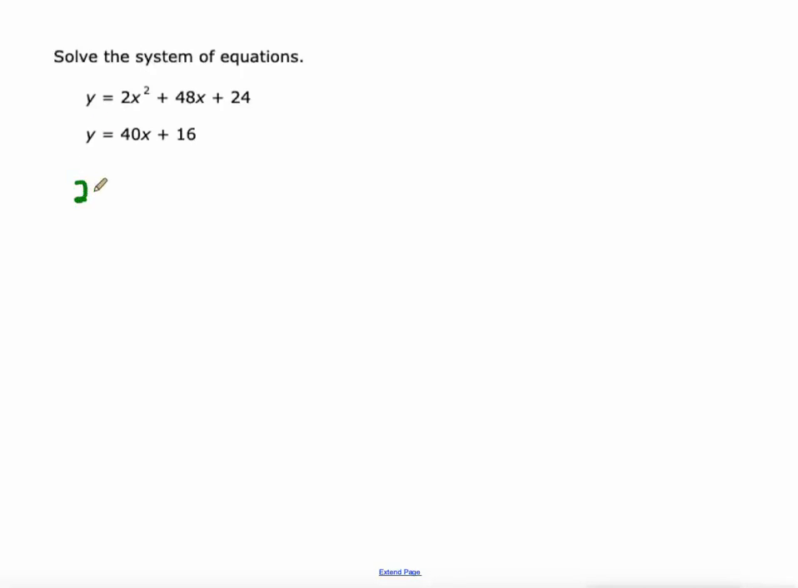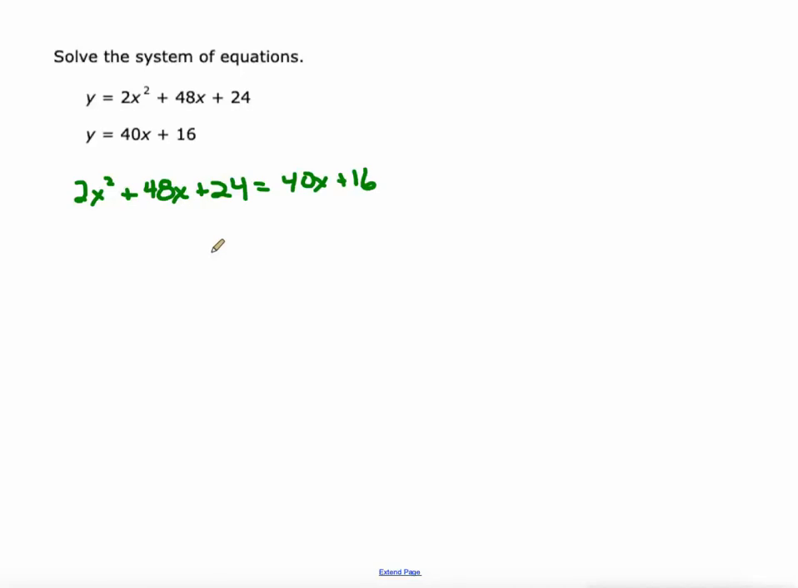So I'm just going to say that 2x squared plus 48x plus 24 is equal to 40x plus 16. And we're going to be able to do this on pretty much every problem in this skill of IXL.